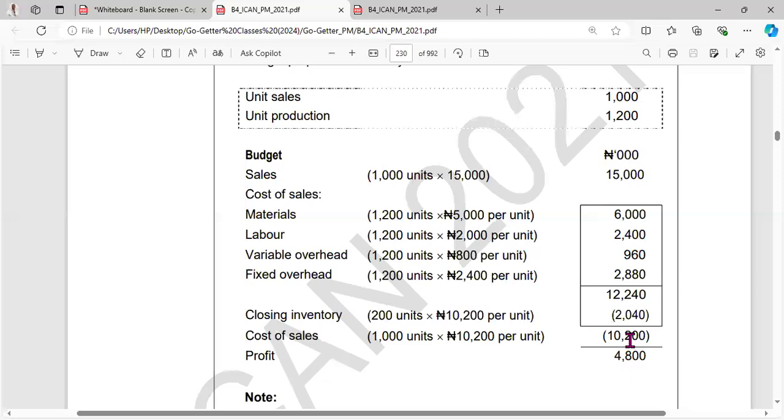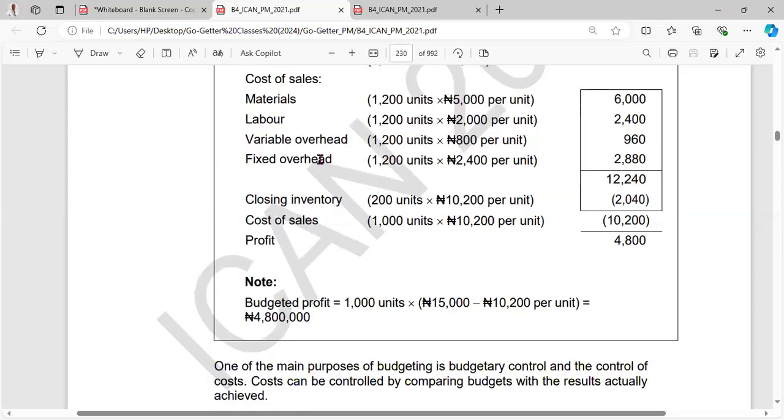So when you remove, this is your cost of sales. This is your sales of 1,000 units. This is what it costs you to make this sale. So this is what it cost you to produce the 1,000 units that you sold. So when you remove it from 15 million, you're having 4,800,000 as your profit.